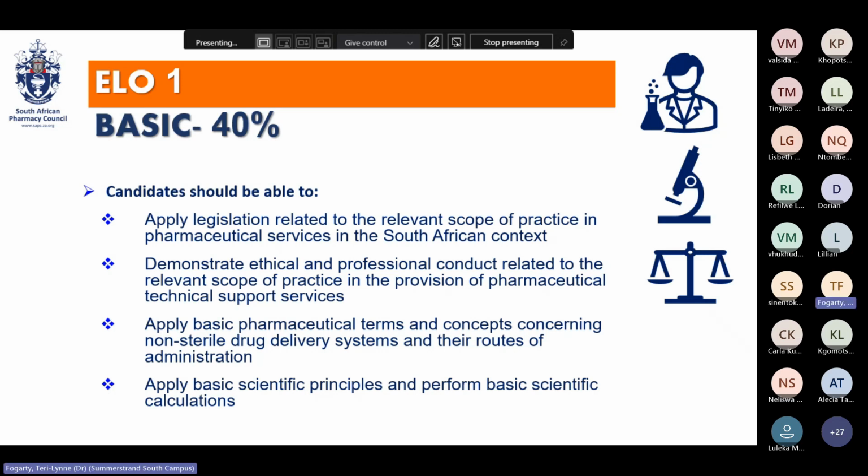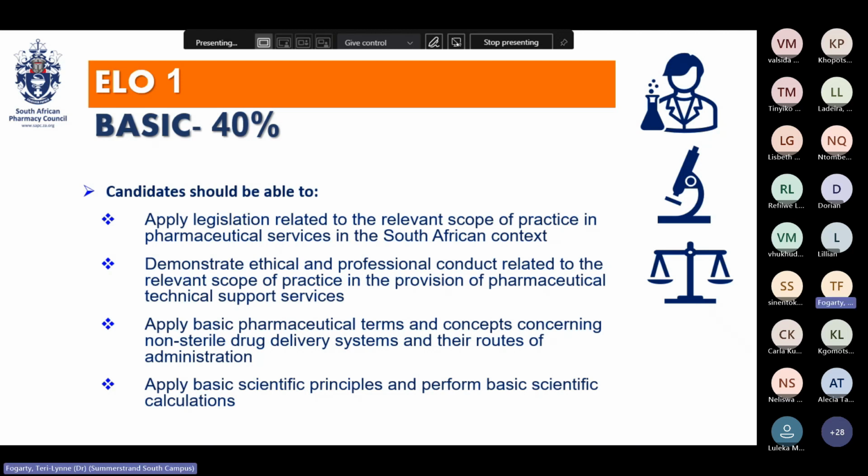And then secondly, also a link to legislation and good practice is demonstrating ethical and professional conduct related to relevant scope of practice in the provision of pharmaceutical technical support services. So what are the ethical rules? What is the code of conduct? What can I do? What can't I do? How should I be practicing as a pharmacist assistant basic?